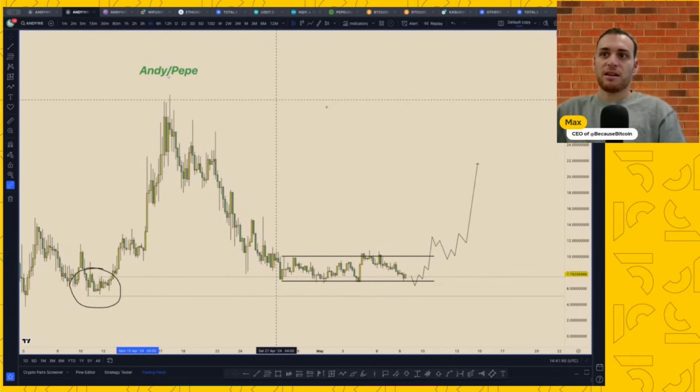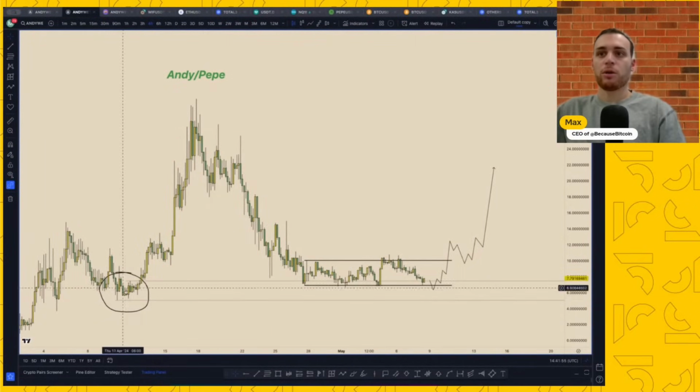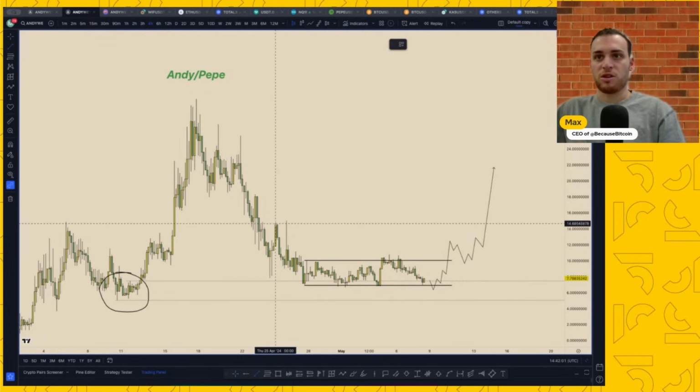Now, something that actually, I'll save for the next part. But anyways, Andy Pepe at this point looks good, holding previous demand, holding local range low. So again, we would want to see this move up, and you could maybe draw something kind of like this as well, whatever.